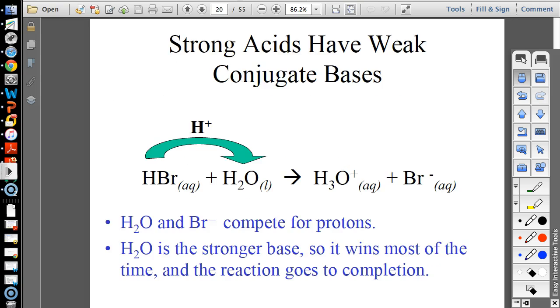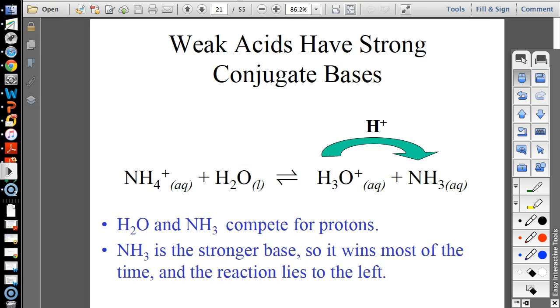And so right here, if I follow my hydrogen, where does it go? It's going to go from this hydrobromic acid, and then it's going to hop on that lone pair space that I showed you, and it's going to make the hydronium and that bromine ion. H2O and Br minus are going to compete for protons, and water's going to be the stronger base, so it's going to get that hydrogen. So that's what you get. And this is one of my strong acids, so the reverse reaction isn't going to happen. So weak acids have strong conjugate bases.